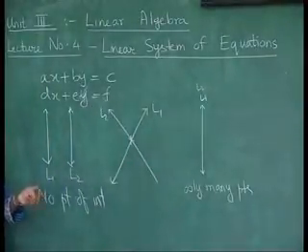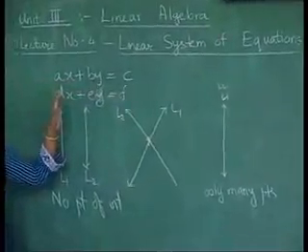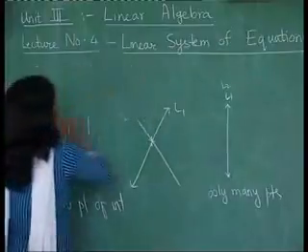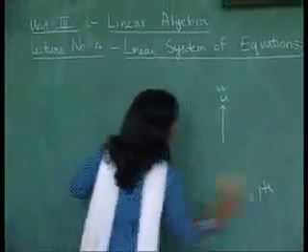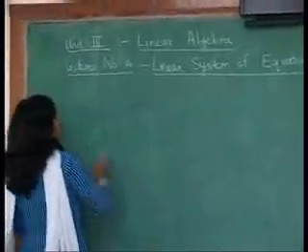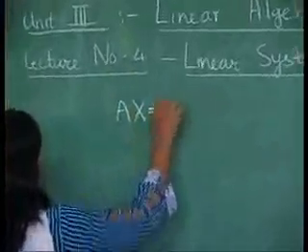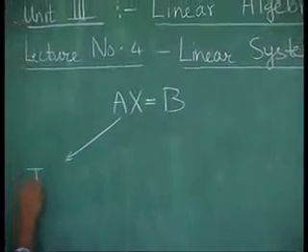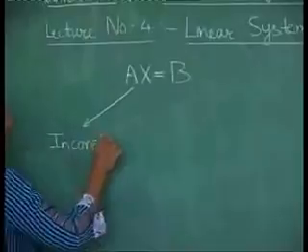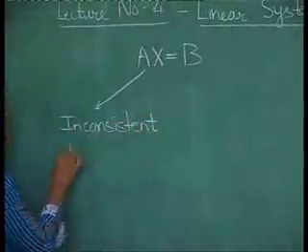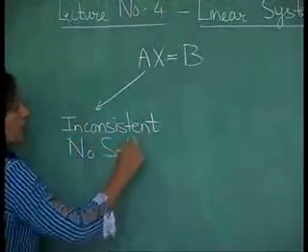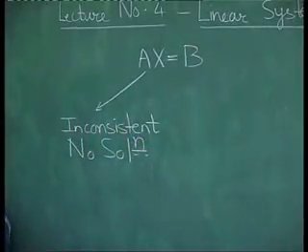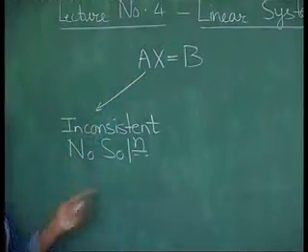Now whatever happens for two equations in two unknowns, exactly the same result works for a linear system also. So for a linear system of equations Ax equal to b, there are 3 possibilities. One is, the system is inconsistent, that is, it does not have a solution. So when I take a linear system of equations, one possibility is that it has no solution.